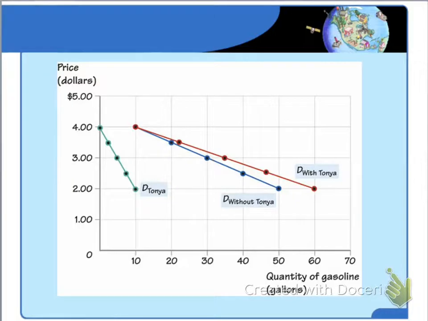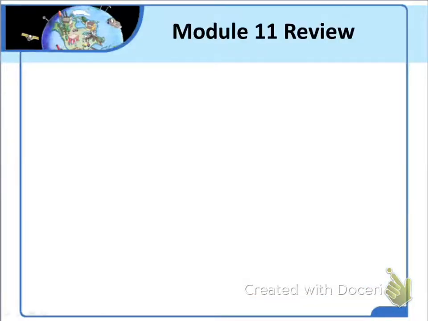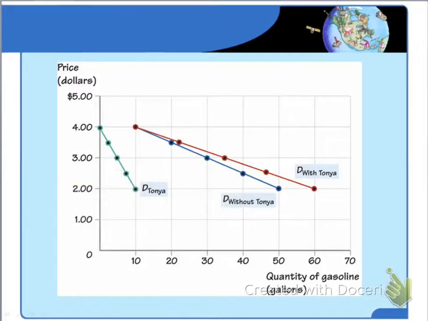The figure in front of you takes the market for gasoline from a previous figure and adds a third consumer, Tanya. Let me go back to that screen there. At each price, as we can see, we add Tanya's quantity demanded to Alicia's and Fred's to find the quantity demanded in the market.